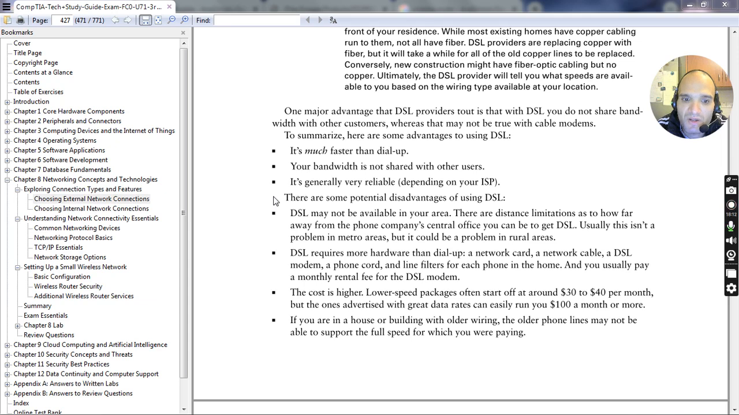Disadvantage number 3, the cost is higher. Lower speed packages often start off at around $30 to $40 per month, but the ones advertised with greater data rates can easily run you $100 a month or more. And finally, disadvantage number 4, if you are in a house or building with older wiring, the older phone lines may not be able to support the full speed for which you are paying.